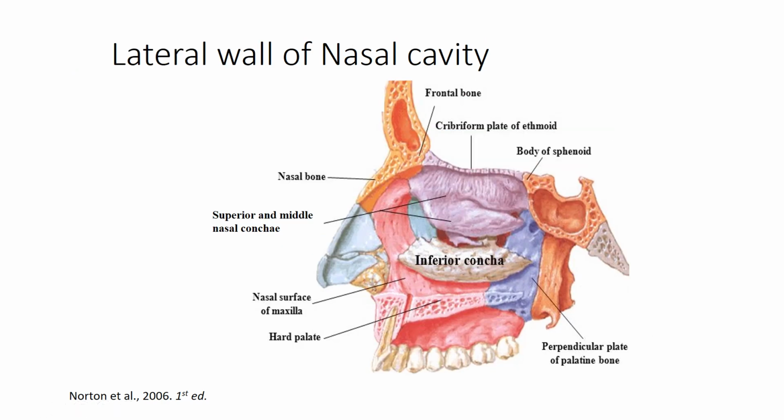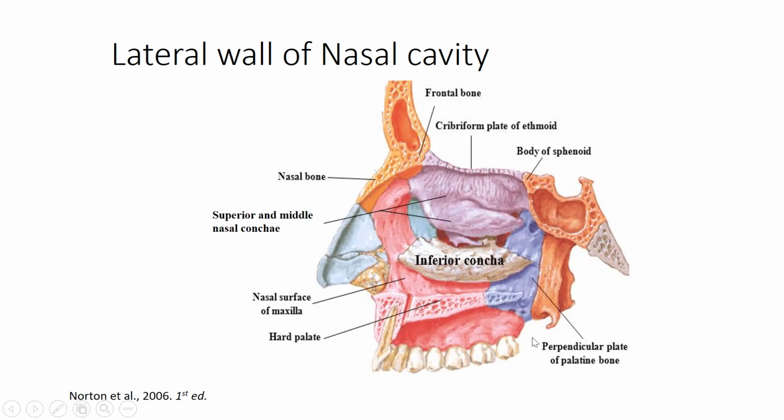So the lateral wall, this one, is made of the superior, this one here, middle, and inferior nasal concha. The superior and the middle one are part of the ethmoid bone, so that is why they have the same color here, whereas the inferior nasal concha is a completely separate bone.